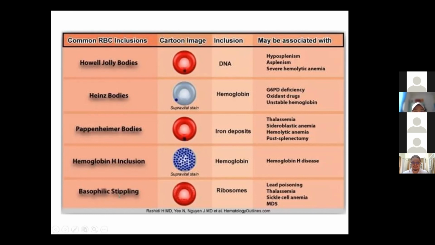And then the basophilic stippling. You see the paler area in the middle, it has some stippled areas, so the well-rounded area has some areas which are stippled, not well-rounded.